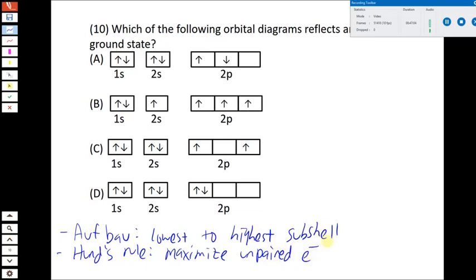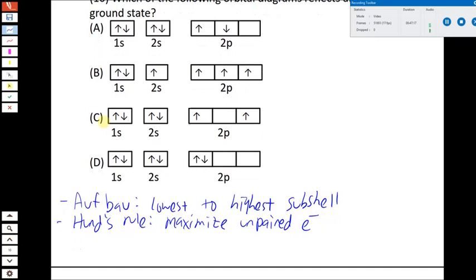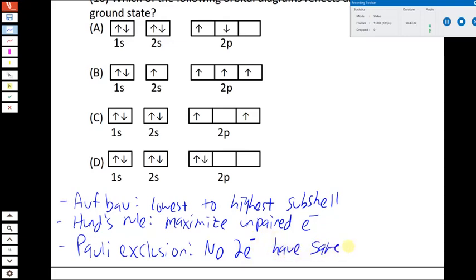All right, so Hund's rule says we want the maximum number of unpaired electrons, meaning that it especially applies for degenerate subshells. If we have more than 1 orbital to fill that are at the same energy, we fill them one at a time, all with the same spin. And then finally, we have the Pauli exclusion principle, which says that no 2 electrons have the same quantum numbers. So every electron in the atom will have a unique set of quantum numbers.